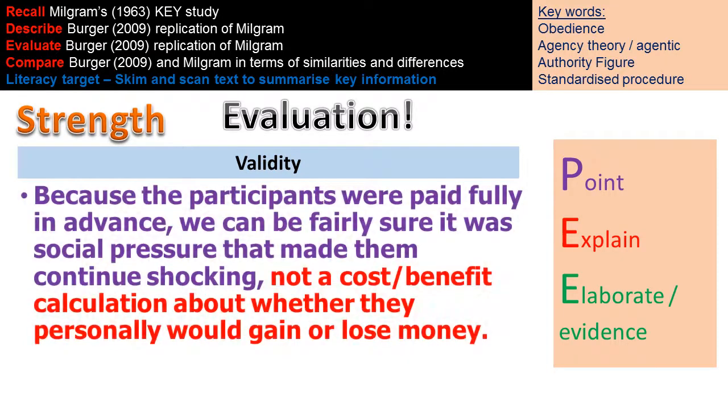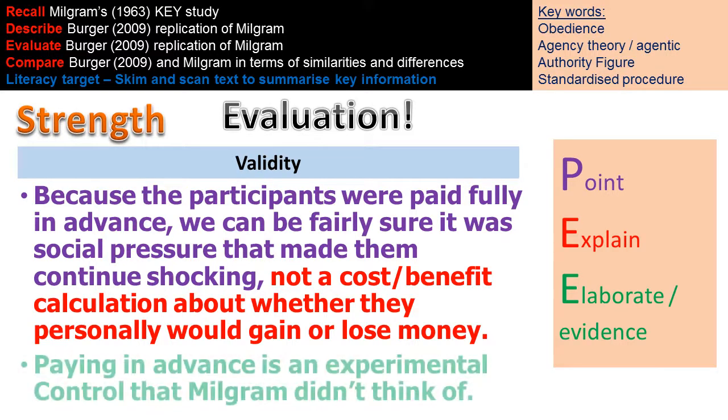Validity, so does this measure what it's supposed to measure? Now, because the participants were paid fully in advance, which we talked about at the beginning, we can be fairly sure that it was the social pressure that affected the DV that made them continue shocking, and not a cost-benefit situation where they just wanted to carry on because they wanted to get paid.